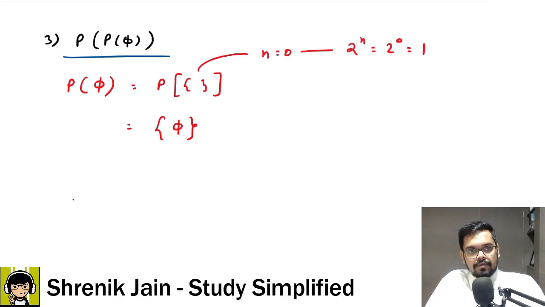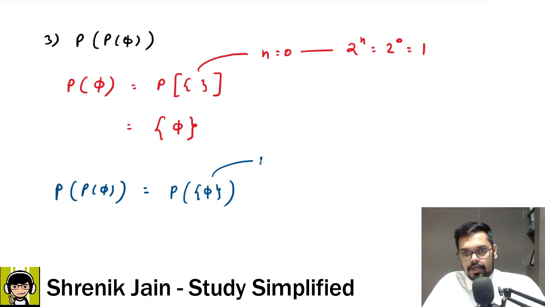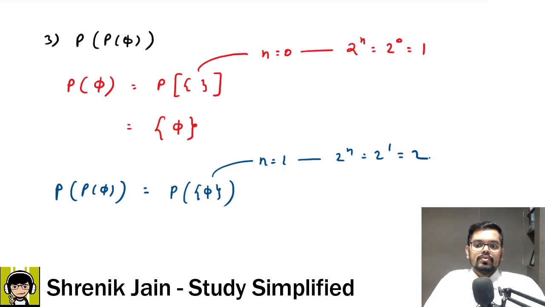Now focus on what we need. We need P of phi. So this thing we have found, which is equal to set phi. Substitute that. So if I substitute, this is how things look. Now tell me the power set of this set. How many elements are there here? Don't say 0. We can see one element, which is 5. So n is 1. So 2 to the power n is 2 to the power 1, which is 2. So the power set of this set, we are going to get 2 subsets.